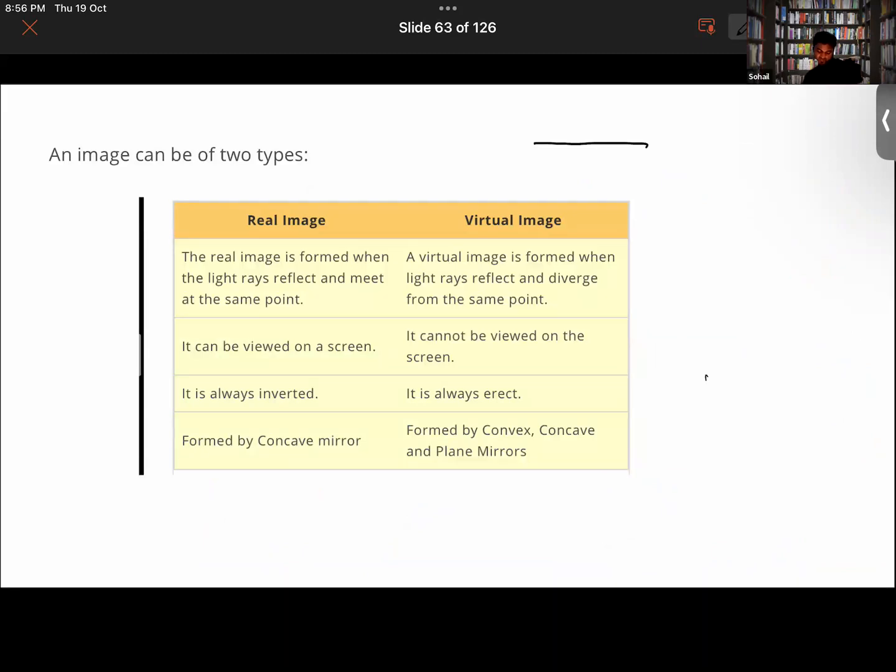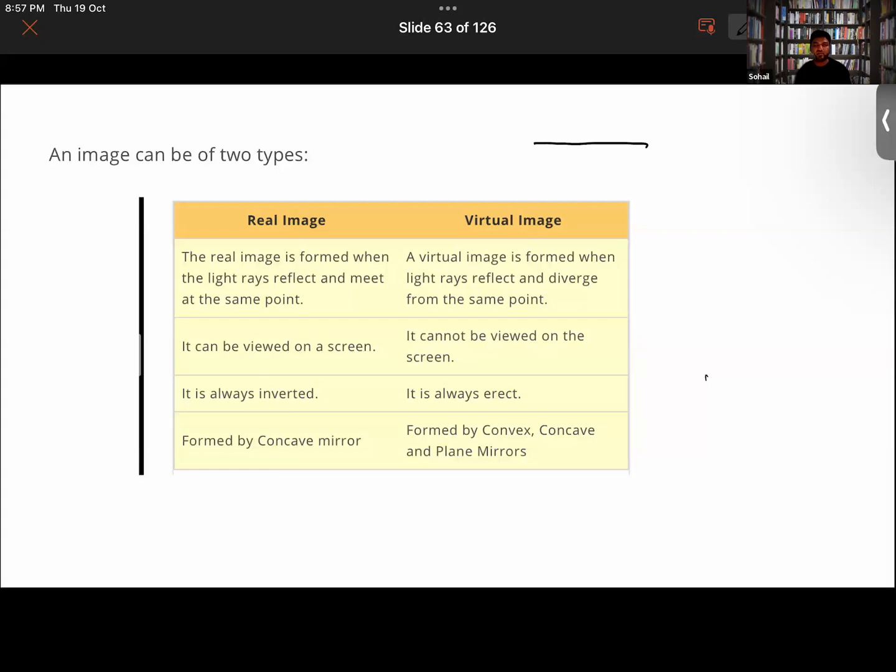The differences between them were also clear. The real image can be obtained with a concave mirror, while the virtual image can be obtained with all three mirrors, whether concave, convex, or plane. So Sundus, Vaiga, and Chakrika, do tell me, in order to get a virtual image in the case of a concave mirror, where should the object be placed? It should be placed very near to the mirror, right?